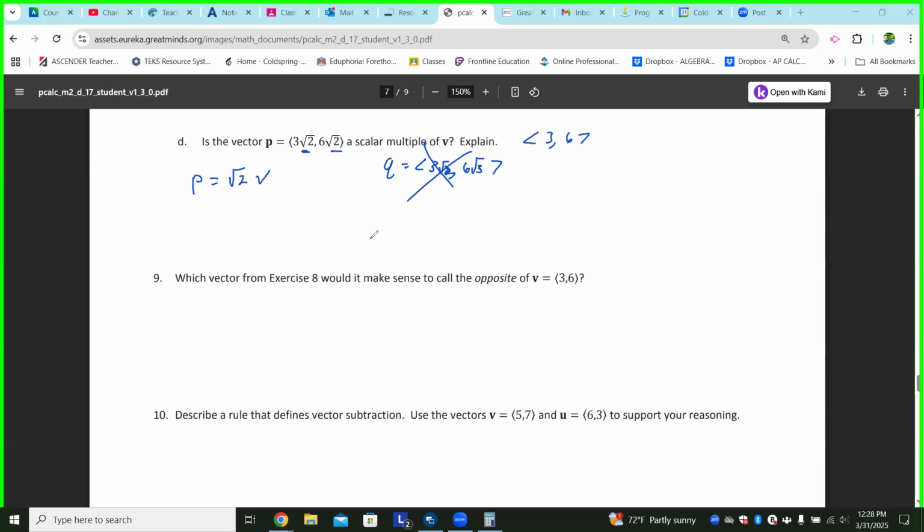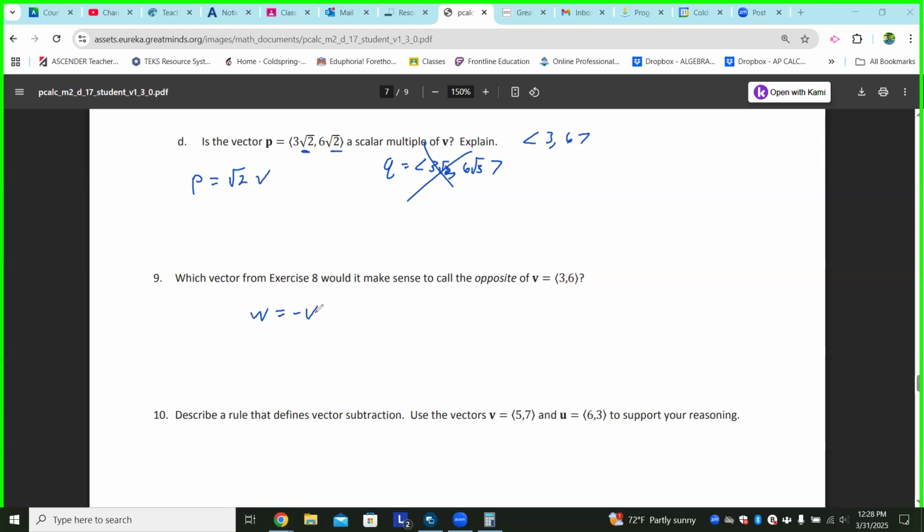All right, part 9, it says, which vector from exercise 8, which is the one we just did, would it make sense to call the opposite of V? That would be W. So to be opposite, it would be multiplied by -1, right? So if you're ever asked to find the opposite, then you know you just got to change the signs.